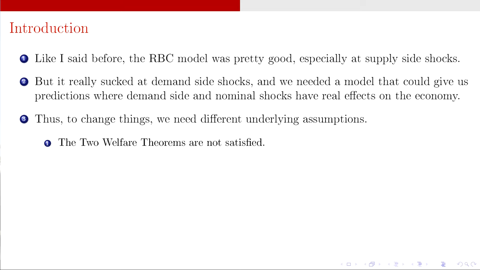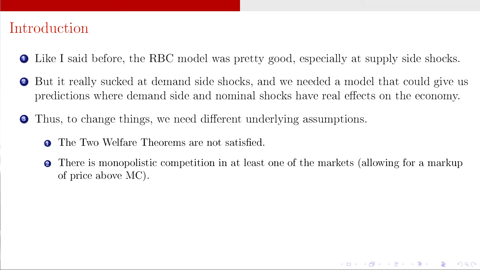If the two welfare theorems aren't satisfied, what that means is there are equilibria that are considered to be inefficient, where there can be some sort of policy intervention to try to increase the efficiency of the equilibria within all of these markets. There's also monopolistic competition in at least one of the markets. Recall, the real business cycle model had perfect competition. Therefore, there was no markup of price above marginal cost. So price was equal to marginal cost across the board.